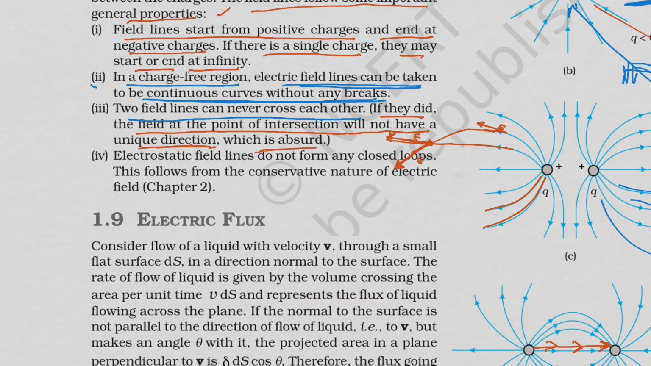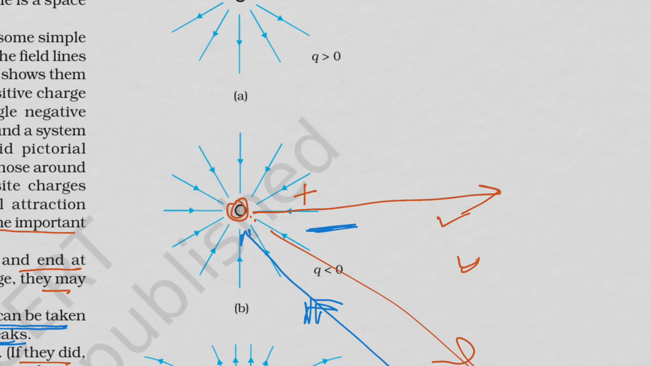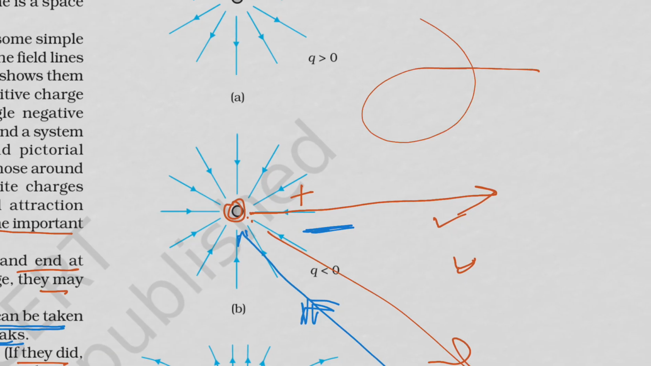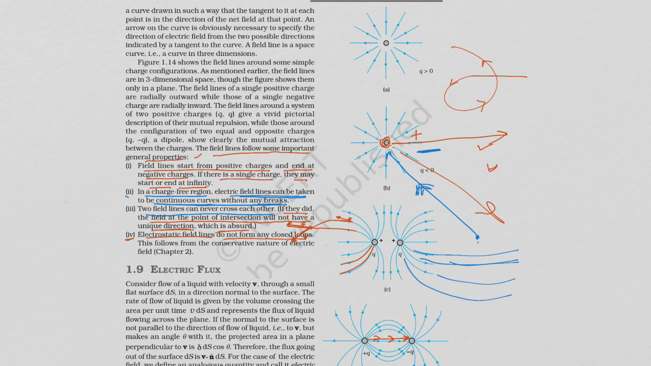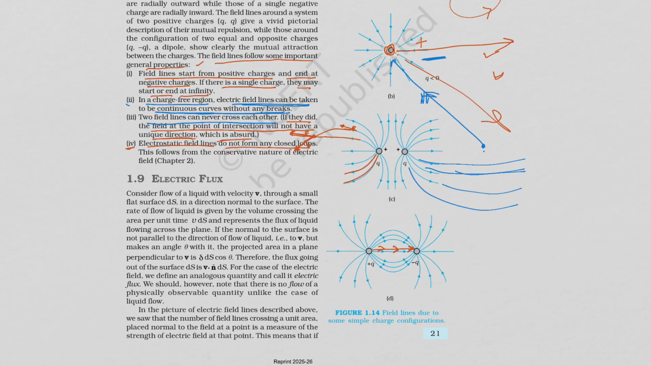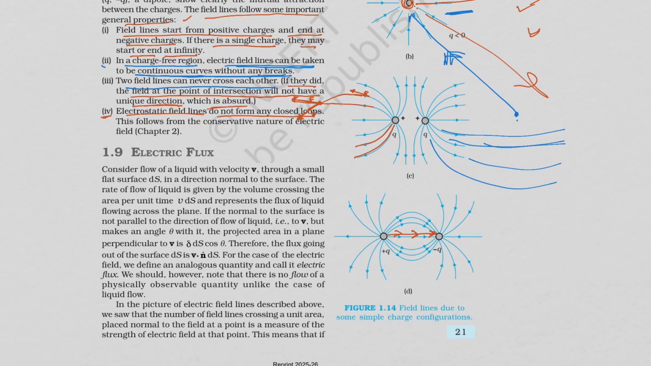which is absurd. And the fourth property is, electrostatic field lines do not form any closed loop. You will never see electric field lines coming and then making a closed loop. Nothing like this will happen with electric field lines. So these are the 4 properties, and that is the end of electric field lines. In the next part we will discuss electric flux. Thank you.